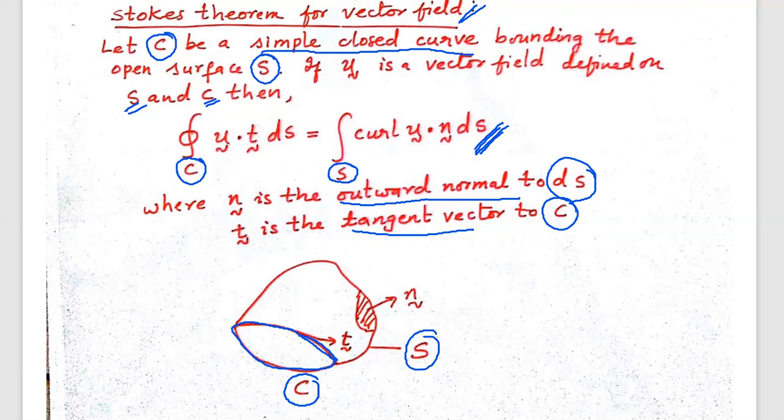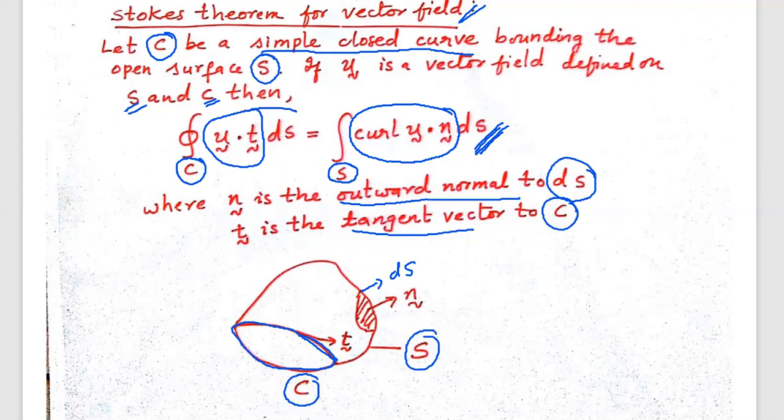So look at the integrand. The integrand for the line integral is this U dot T, and the integrand for the surface integral is curl U dot N. Okay, and what is N? N is the unit normal of that ds. This is ds. So this is the Stokes theorem for a vector field, and we have studied the proof of this in our earlier UG classes, in our BSc classes.